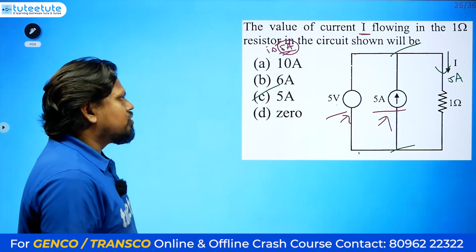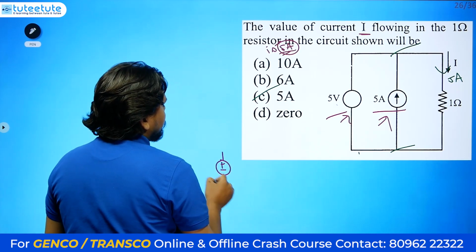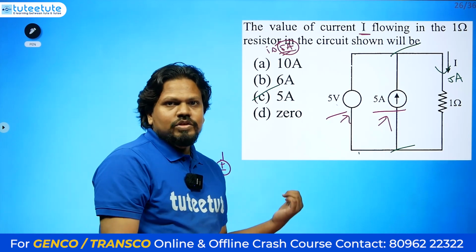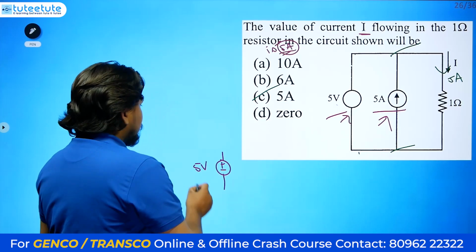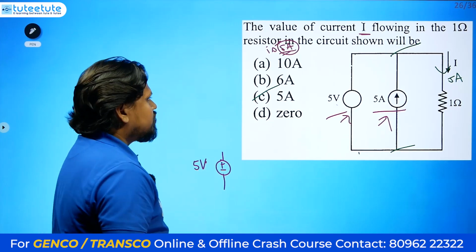Then what you have to do is apply superposition. If only the 5 volt source is present, this kind of question they have not asked yet. If they give it next time, you need to definitely give credit to me. I have never seen this model of question, it is only in my mind now.